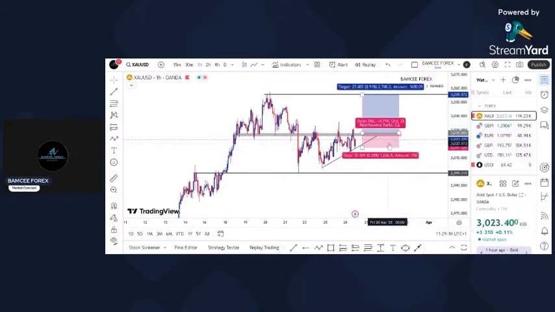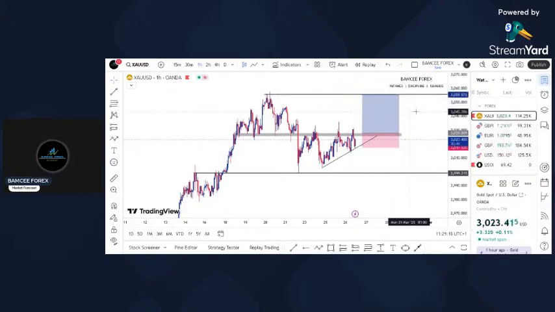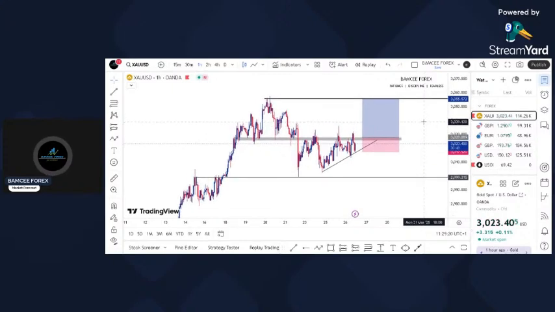It's about 100 pips, and we're targeting 274. That's about 1 to 2 reward, and it's a good one. So this is what I'm looking at for XAUSD.